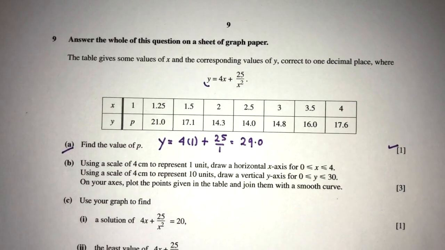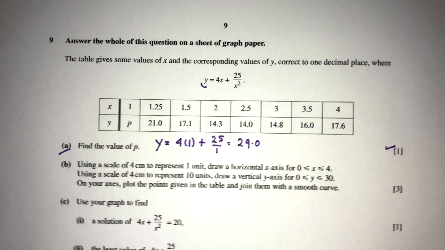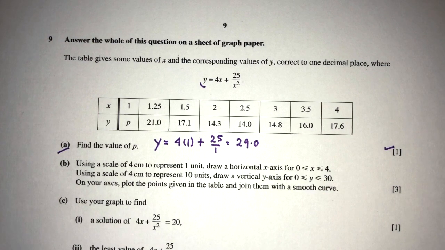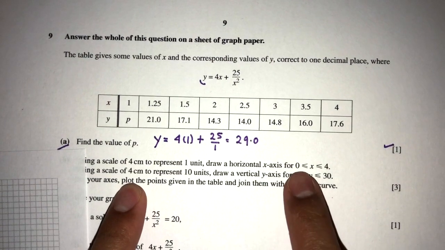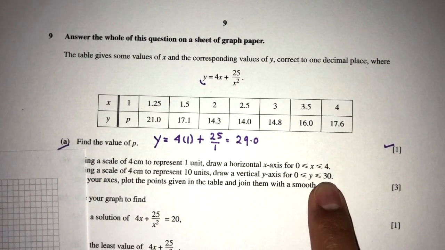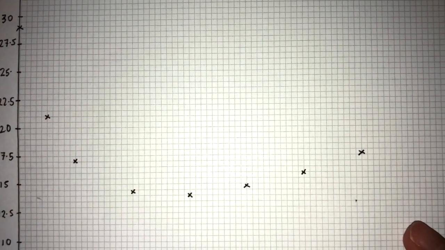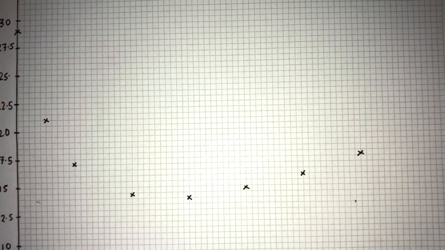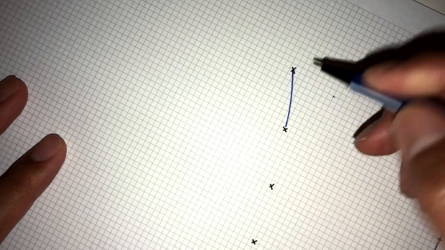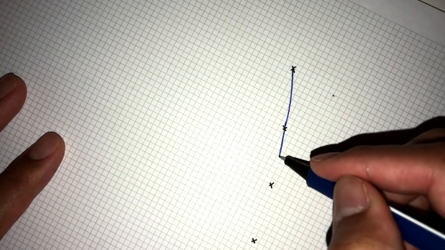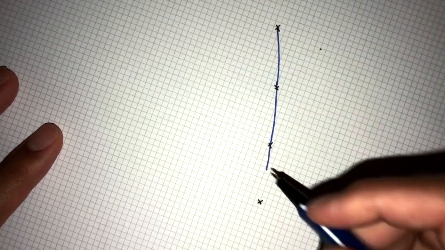The next one, we have to draw the graph. I was able to find a graph paper, so I did these axes already from 0 to 4 and 0 to 30. This will be my graph for now, and I just have to join all the points so I can have my curve for the given points. Pretty easy. Let me try to connect that with a smooth curve. I don't think it's going to be great. As you can see, my graph is not very smooth.